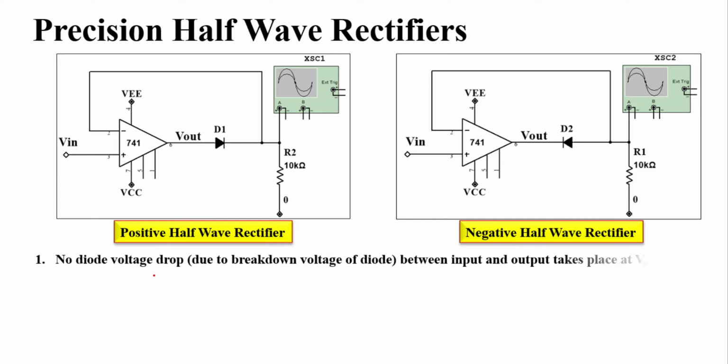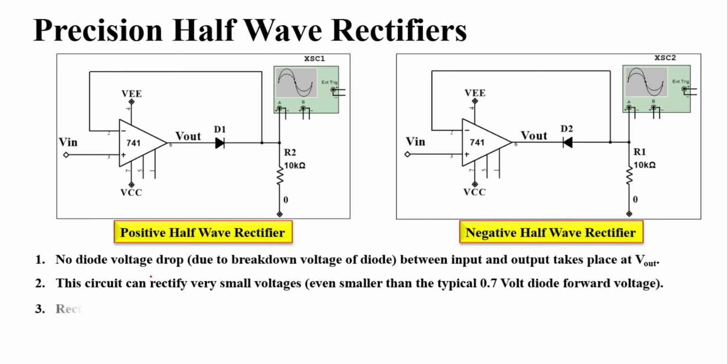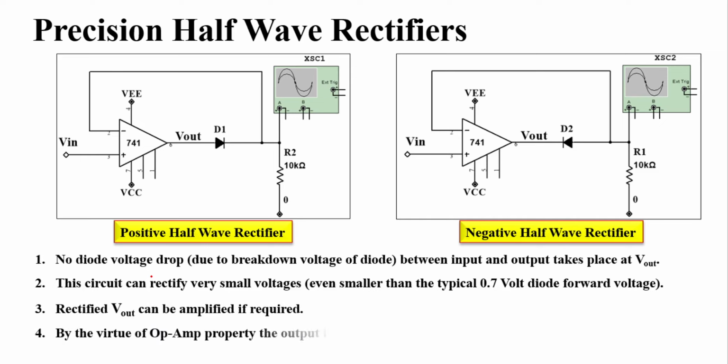So the advantage of this circuit is that we can obtain an output with no voltage drop due to the diode's threshold voltage, or we can say due to the breakdown voltage of the diode. This circuit can rectify very small voltages, even smaller than 0.7 volt or whatever is the threshold voltage of the diode. So you can even rectify signals which are less than the threshold voltage of the diode, which was not possible in the previous circuit.